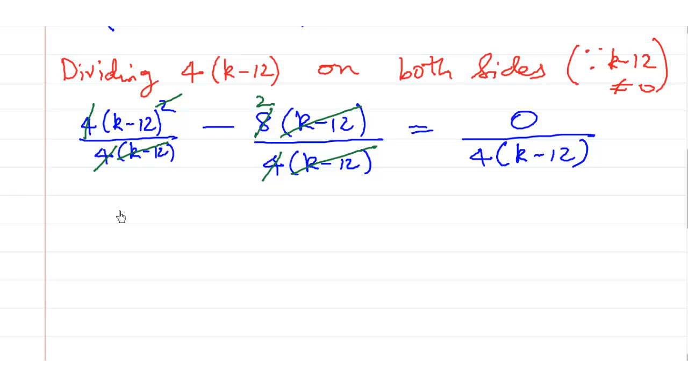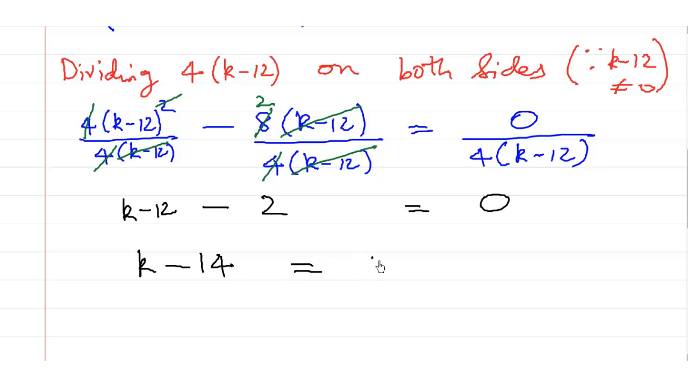So here we are left with k minus 12 minus 2 is equal to 0. We can simply ignore these brackets. And we have common terms, minus 12 and minus 2. Minus and minus is plus, 12 plus 2 is 14. Sign of the greater one is minus. So k minus 14 is equal to 0. Therefore the value of k is equal to 14.